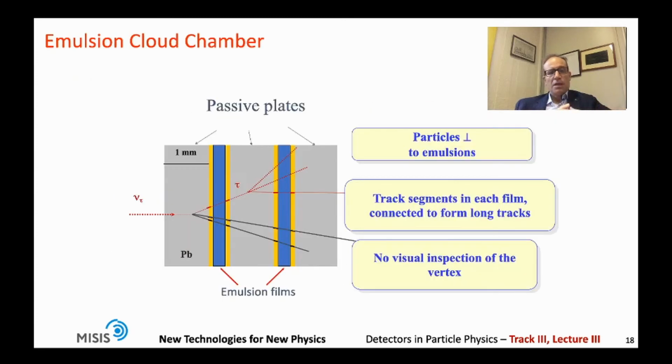With emulsion cloud chamber, you have passive layers which increase by orders of magnitude the mass that you can actually achieve. I mean, if you use 10 times thicker lead plane compared to the emulsion, and then you use lead or tungsten, then you gain a large factor in the density.